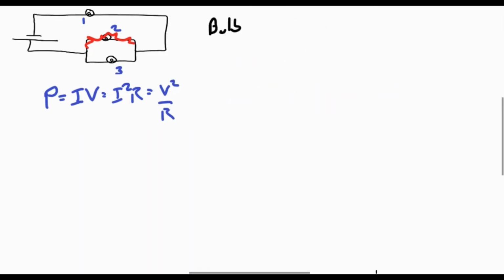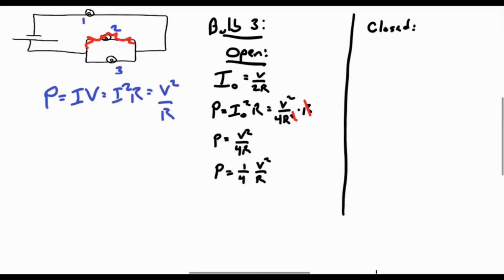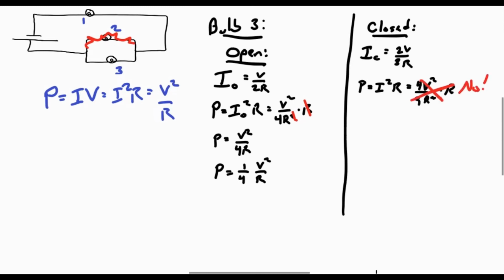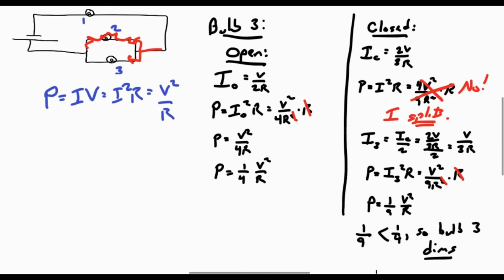So what about bulb 3? When the switch is open, the current is V over 2R, which we found before. Use that to calculate power and you get 1/4 V squared over R. When the switch is closed, the current is 2/3 V over R, which we found before. And we can plug that in for power. But wait, the current splits and only half of it goes down each path. We have to divide that by 2 and then plug it into power, getting 1/9 V squared over R. 1/9 is less than 1/4, so bulb 3 dims.